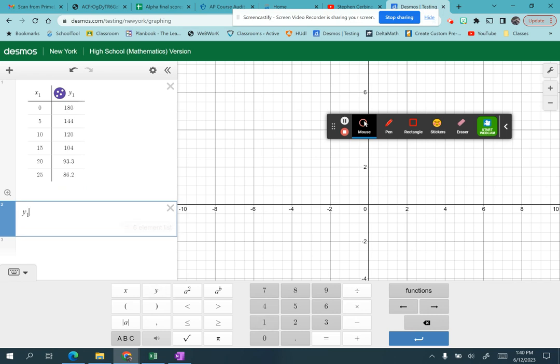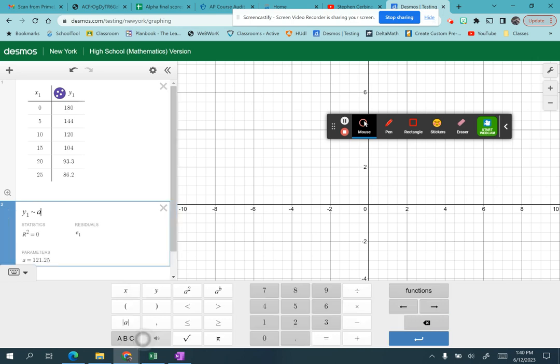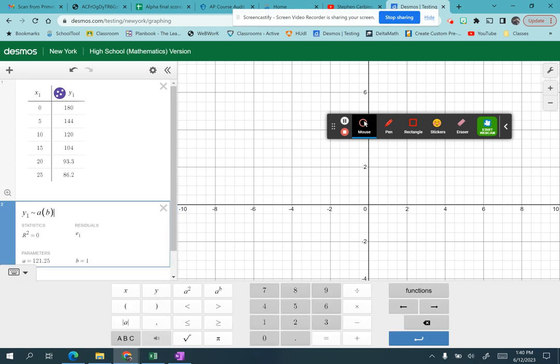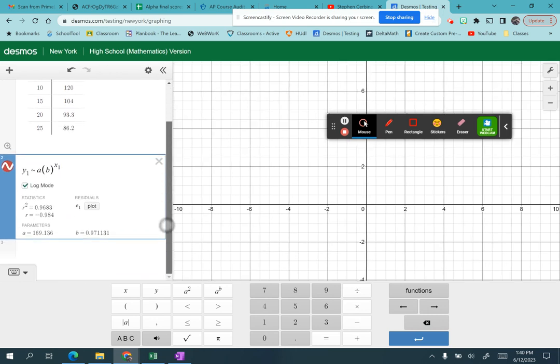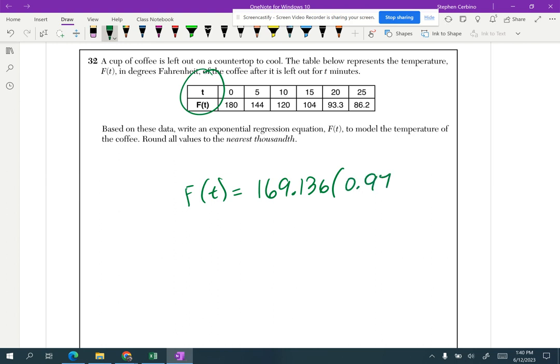Then go down to line 2, and we want to put in our regression equation. So y1 squiggle a times b to the exponent of x1. Remembering to click log mode, and we have our a and b parameters given to us. So now we just have to round appropriately. That's it. Use the correct variables. So f of t is equal to 169.136.971 to the t. Don't put x.